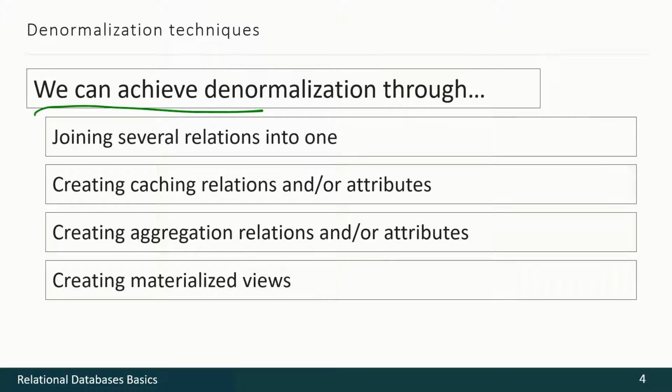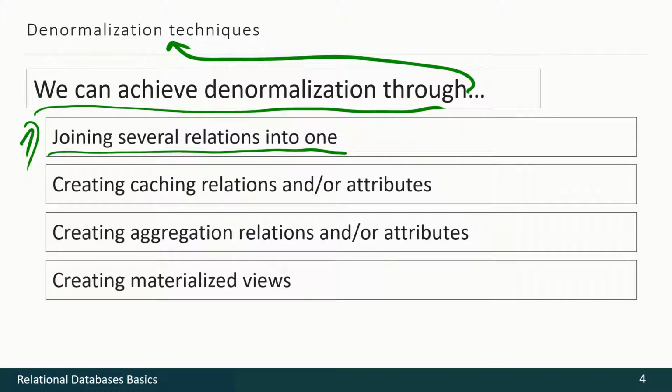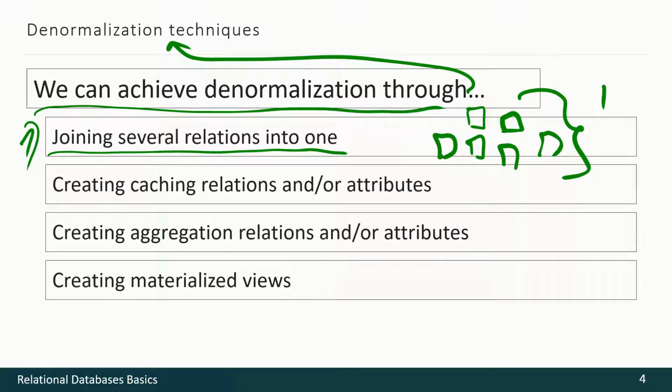We can achieve denormalization through several techniques. First, we can use joining several relations into one. This idea was just reviewed. We have a lot of normalized relations and we are somehow joining them into a lower quantity of denormalized relations.